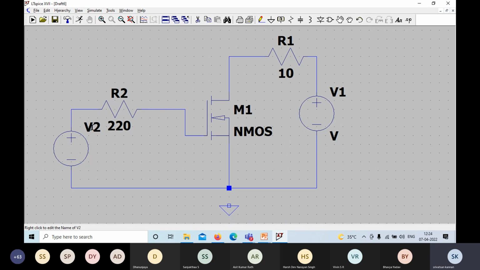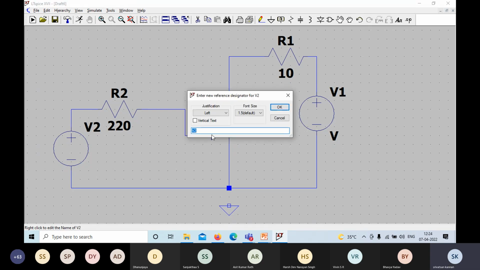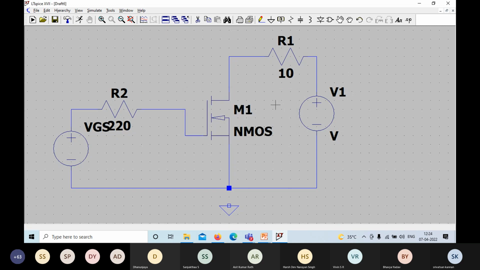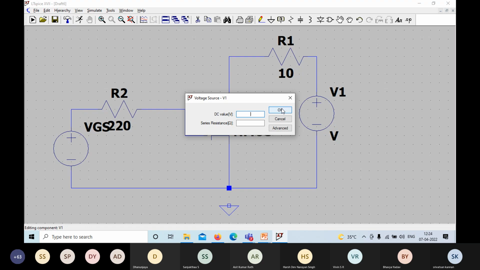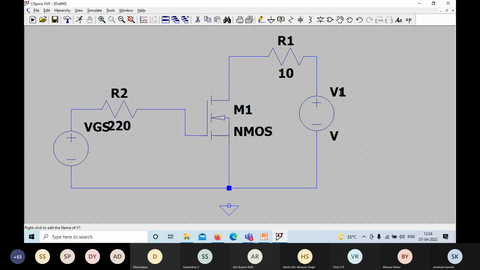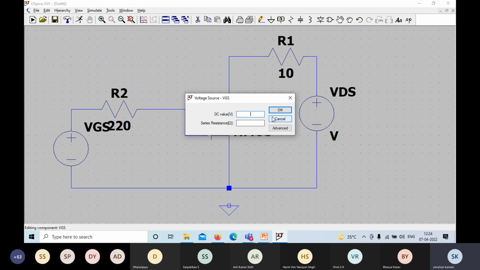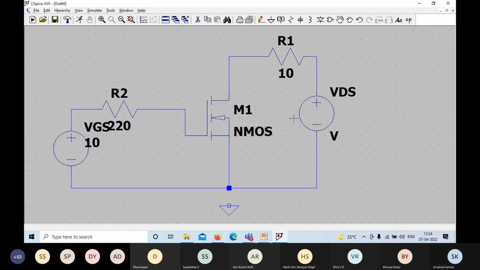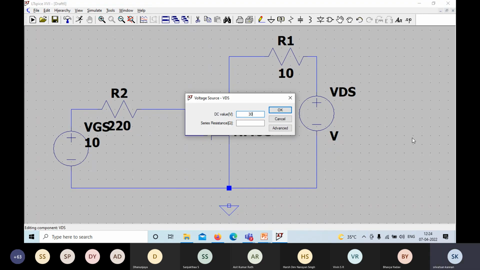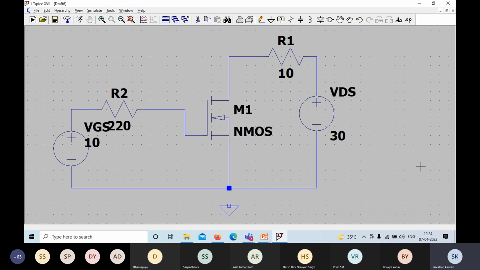How to change the name of the source? V2, okay. V2 is VGS. This is VDS. And this is 10 volt. This is 50 volt. Completed this part up to this?